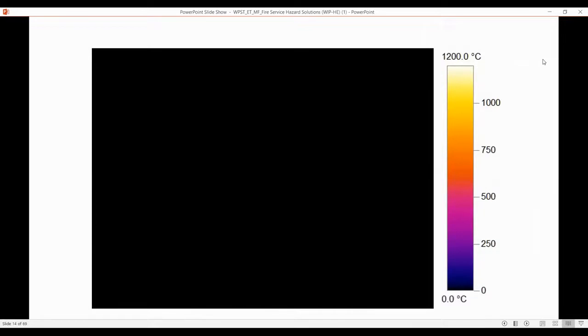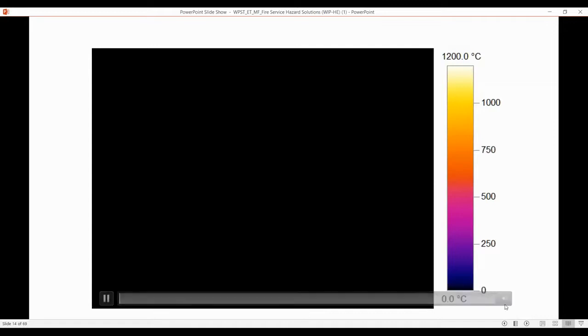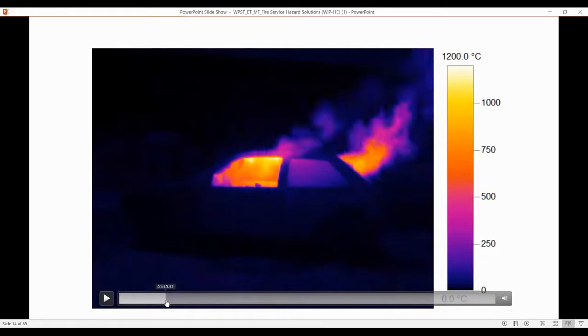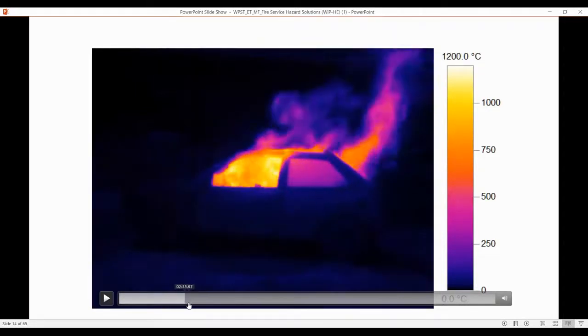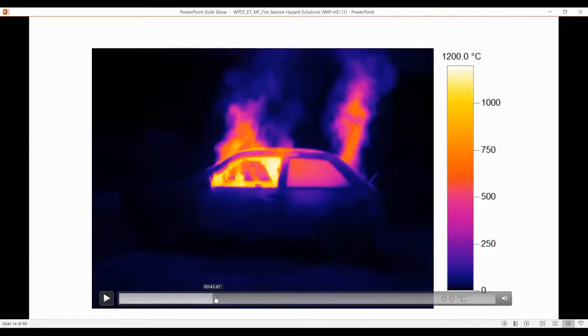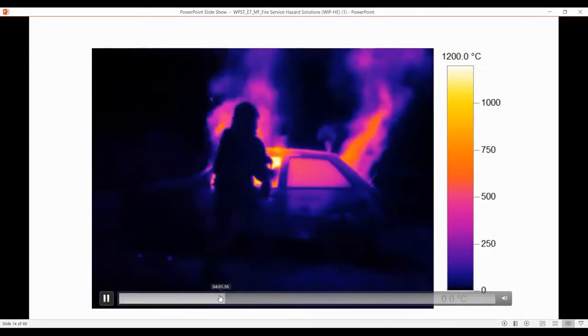Let me move this here real quick. Maybe. There we go. Great video to drive home this point. So the firefighter here, this is thermal imaging of a vehicle fire. So you'll see here in a second, the firefighters actually get the vehicle ignited.